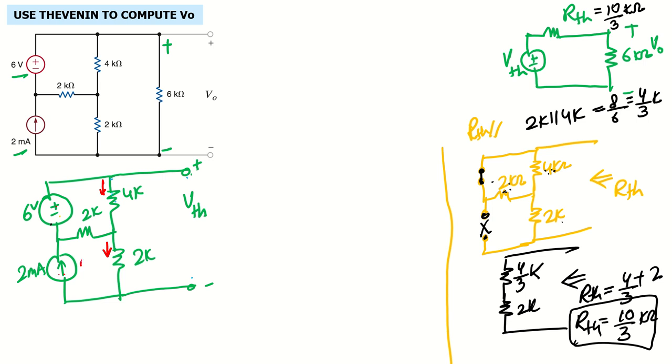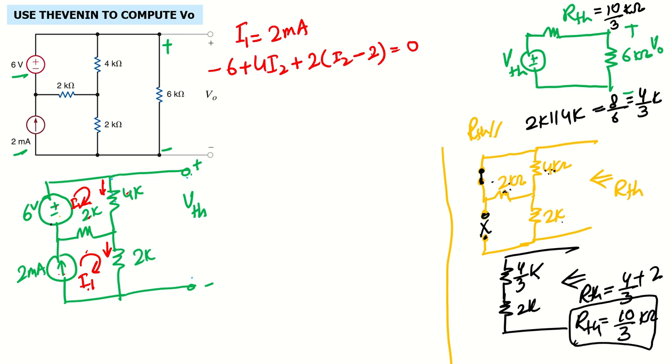This is the independent current source. Let's say the current through this loop is I1 and the current through this loop is I2. I1 we can get directly: it is 2 milliampere. Now to get I2, we write the loop equation: minus 6 plus 4 times I2 plus 2 times (I2 minus I1), and I1 is 2, equal to 0.